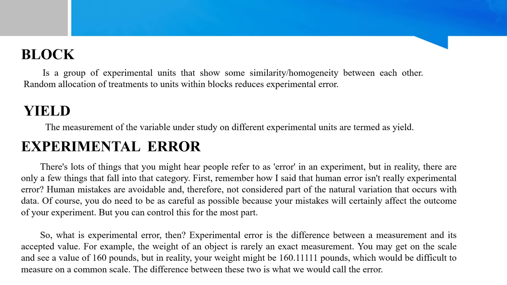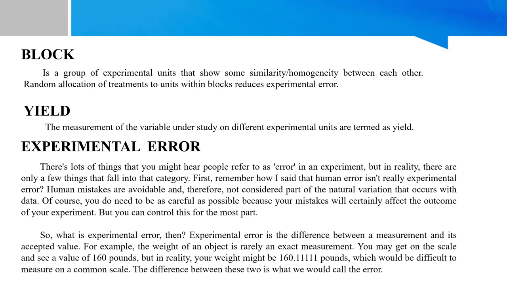The next thing we are going to see is block. A block is a group of experimental units that show some similarity or homogeneity between each other. Random allocation of treatment to units within a block reduces the experimental error. A block is nothing but the whole plot divided into small plots. Those plots will more or less have the same fertility of the soil. So the whole plot is subdivided into small homogeneous units. That is called a block.